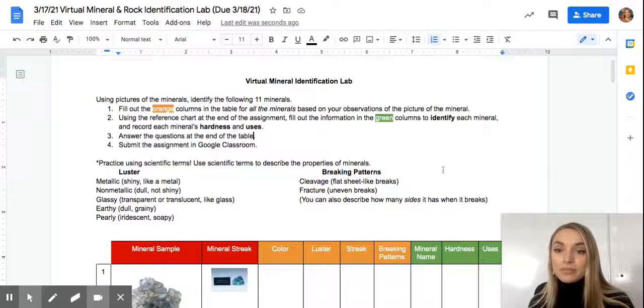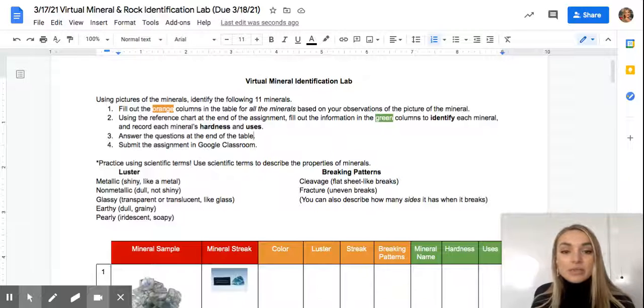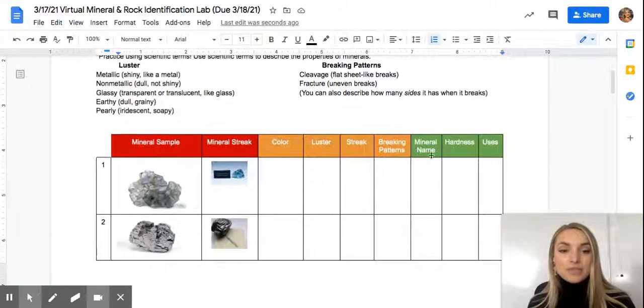Step 2, using the reference chart at the end of the assignment, fill out the information in the green columns to identify each mineral and record each mineral's hardness and uses. So, after we've filled out all 4 of these columns for all the minerals, we're then going to use the reference chart at the end to identify the mineral's name, its hardness, and its uses.